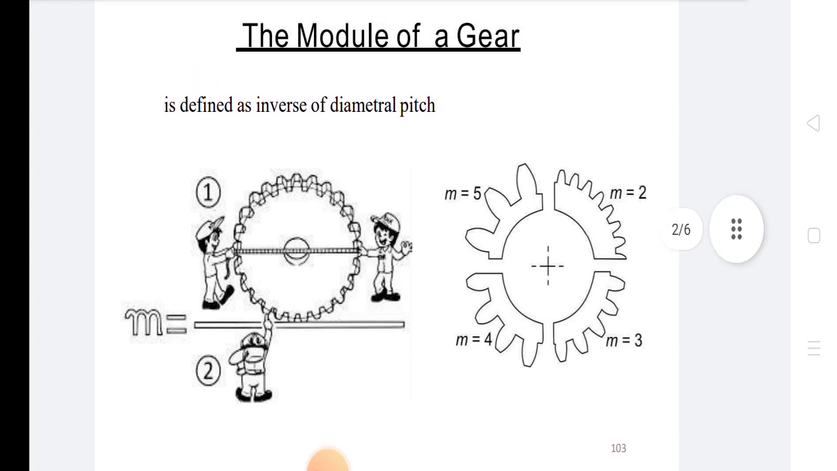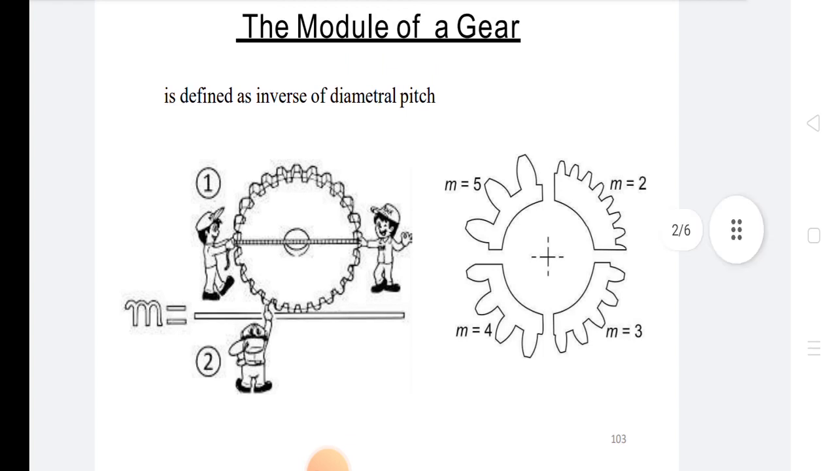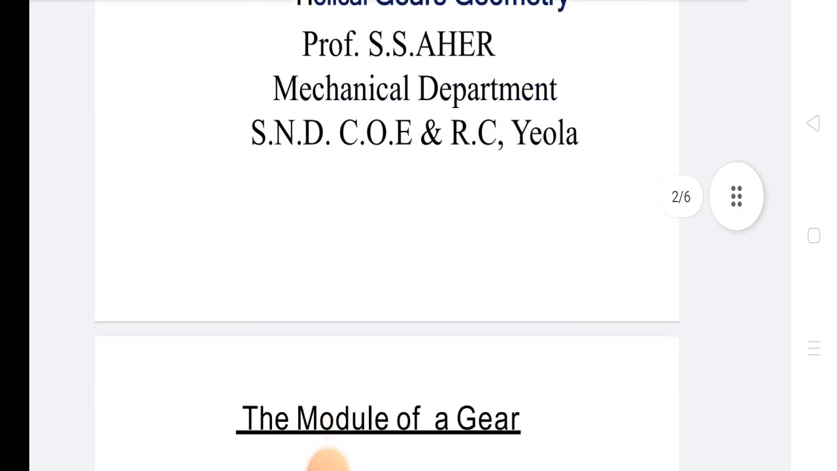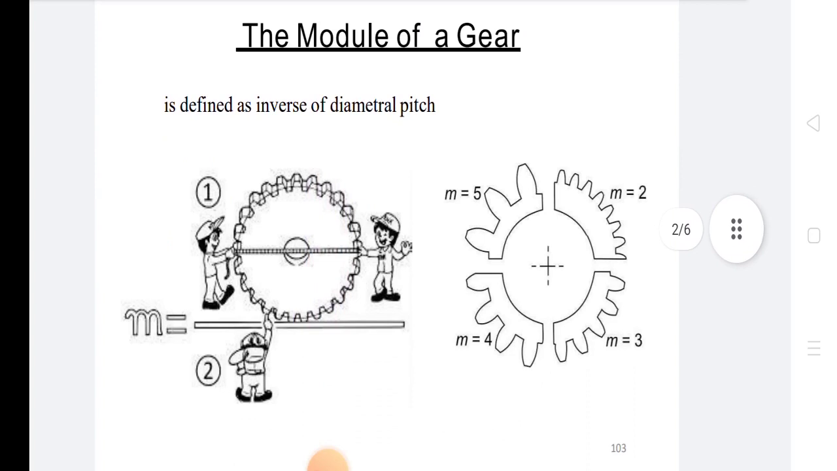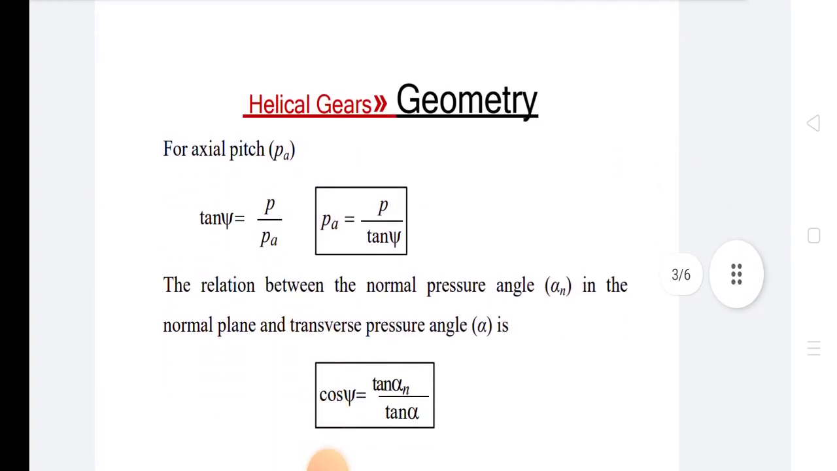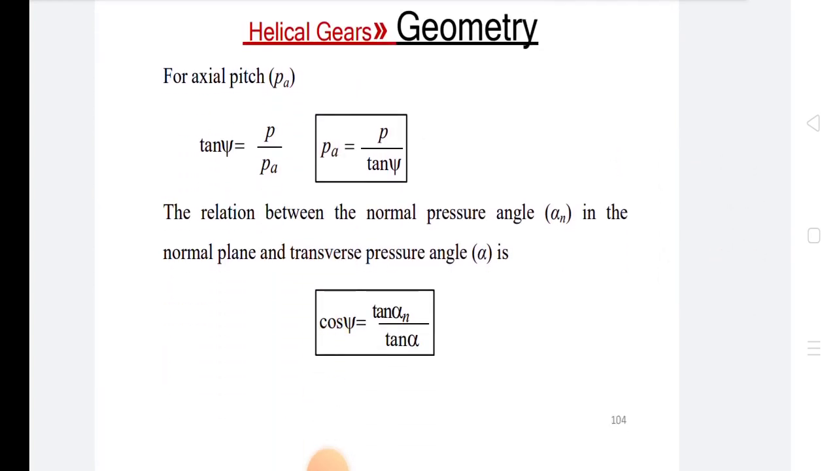Now we discuss the module of gears. It is defined as the inverse of diametral pitch. Now the geometry. In geometry, tan psi is equal to P upon PA, so PA is equal to P upon tan psi. The relation between the normal pressure angle alpha n in the normal plane and the transverse pressure angle alpha is cos psi equal to tan alpha n upon tan alpha.